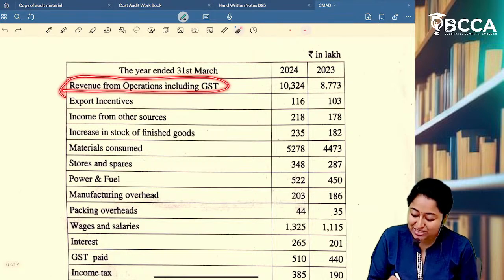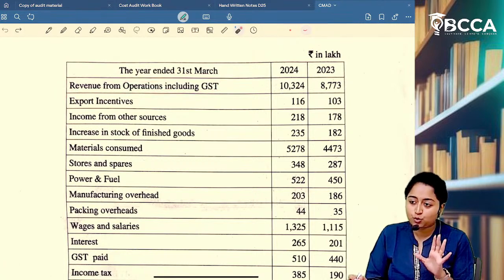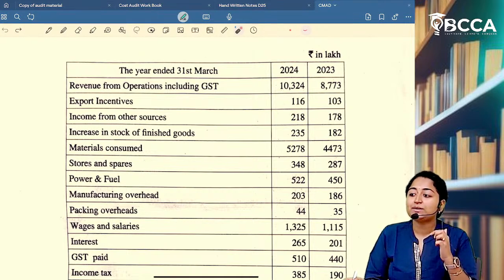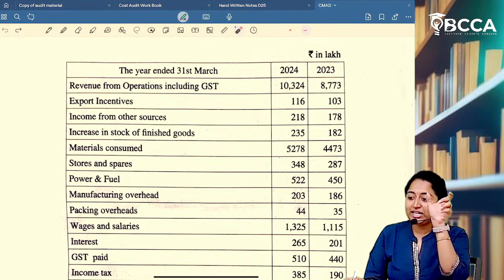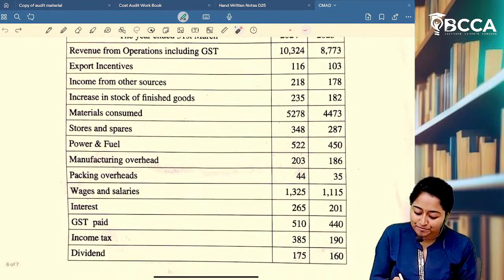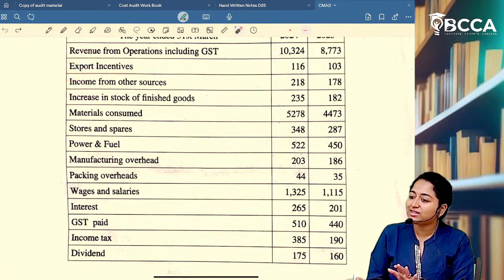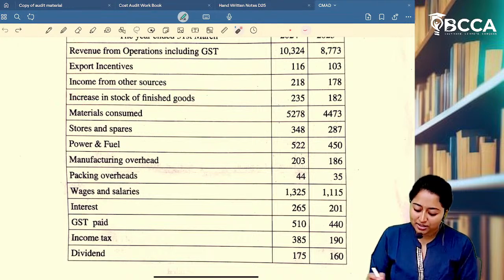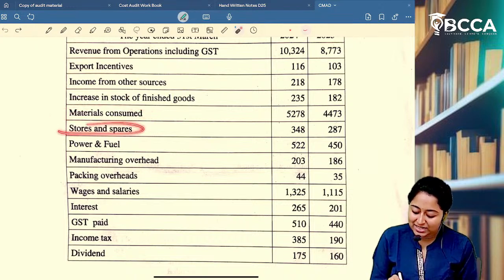Revenue from operations including GST is given. So what you have to do? You have to reduce the GST first, because in this statement, net sales including tax, net sales minus tax, and then we will get the net revenue from operations. So you have to reduce the GST and then add export incentives. Income from other sources, will we consider it in value addition or not? Not considered. Increase in stock of finished goods? Add. Less materials consumed, less stores and spares, less power and fuel, less manufacturing overheads, less packing overheads.